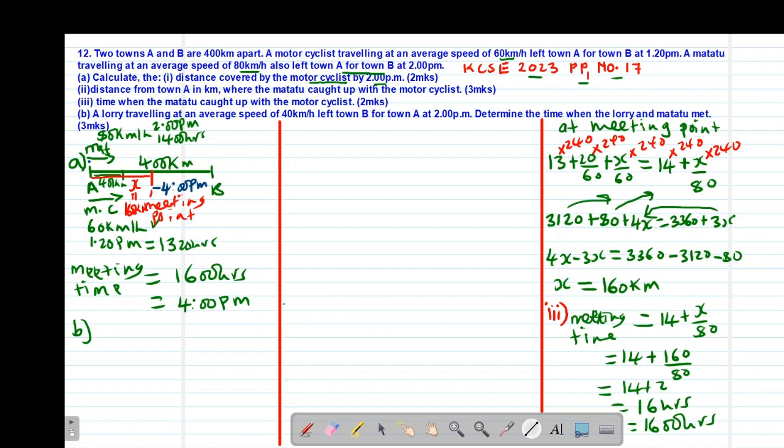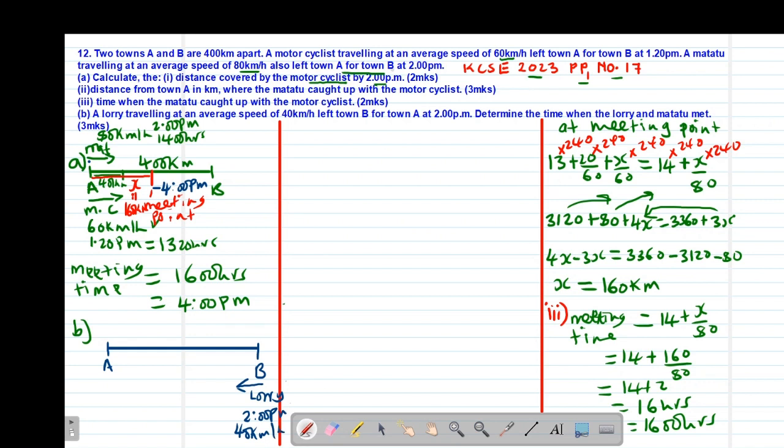So I'm going to draw another representation of the information for part B. Still we have the two towns, town A and town B. We are told that a lorry traveling at an average speed of 40 left town B for A. So we have a lorry moving in this direction. This is our lorry. It left at 2 p.m., so its starting time is 2:00 p.m., and its speed is 40 kilometers per hour.